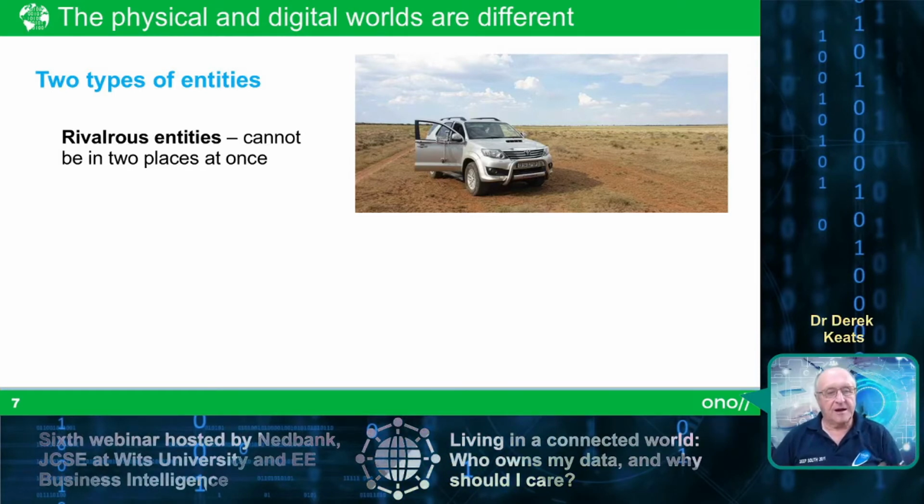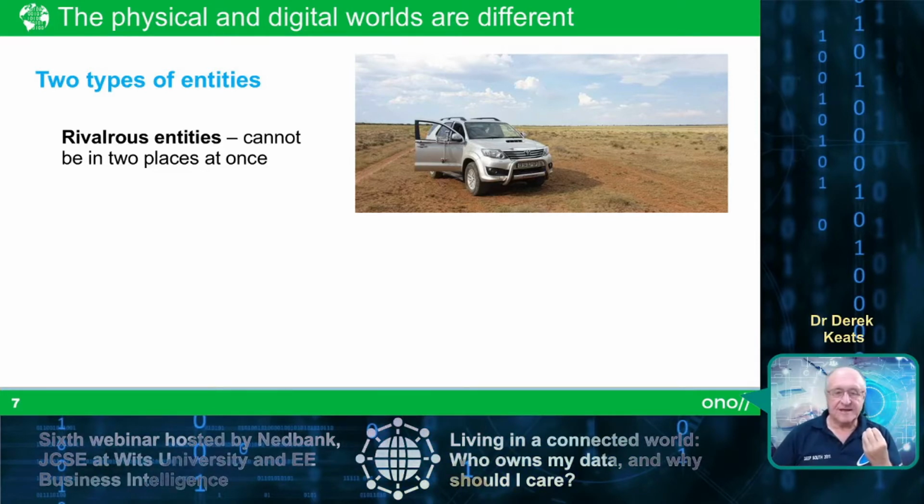So if I park my car in the Karoo as I did here, and I go walking to look for birds, and you come along and you jump in my car, turn on the ignition and drive off in it, you've stolen it. It can't be in two places at once. You can't have it at the same time as I have it. You have it, I own it, you've stolen it, unless I've loaned it to you, of course. So that's the nature of rivalrous entities. Most physical things are rivalrous entities. Two people can't have them at the same time.